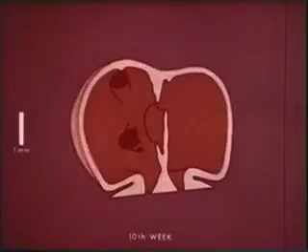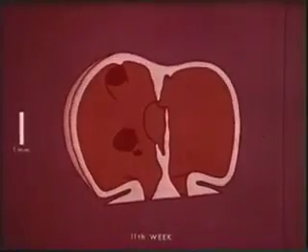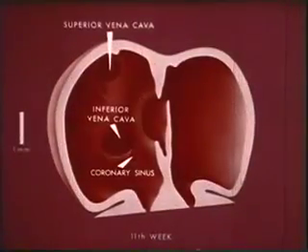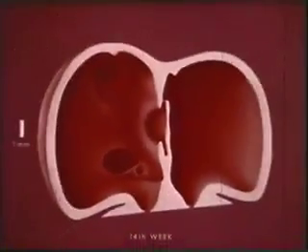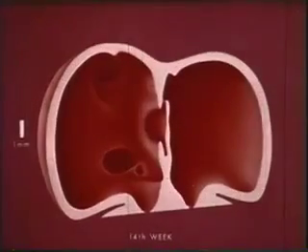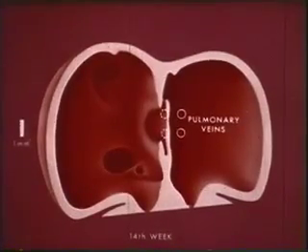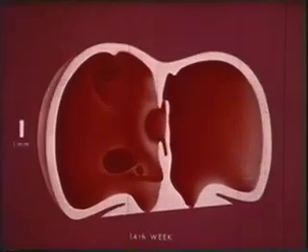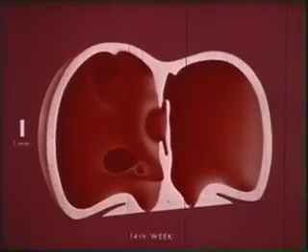By the 11th week, the sinus venosus is completely absorbed into the wall of the right atrium. Inferior and superior venae cavae and coronary sinus now have separate openings. By the 14th week, the lower edge of septum secundum overlaps the upper edge of septum primum, which is now acting as the valve of the foramen ovale. In the left atrium, there are 4 pulmonary venous openings. All of the internal structures of the atria are now completed.